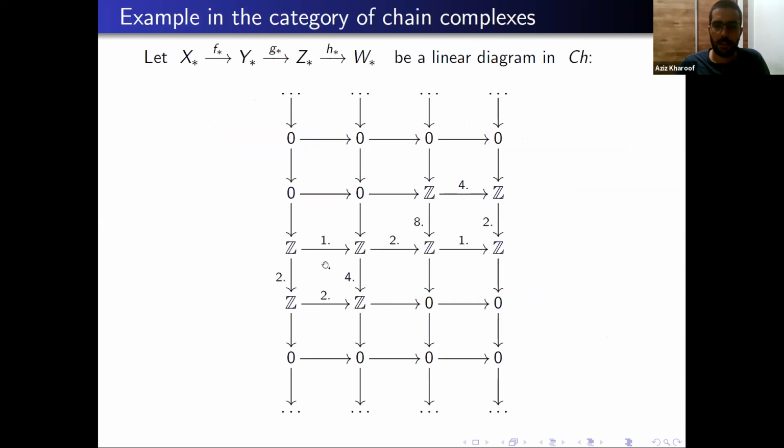Here I have an example in the world of chain complexes. We have here 3 maps. It's obvious that the composition here is not 0, but it's null homotopic. One can see that the composition here is null homotopic. The composition here is null homotopic.